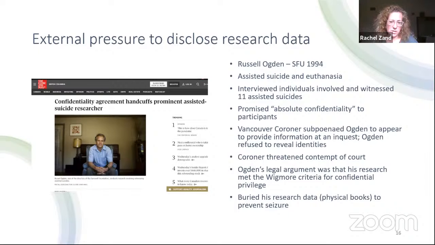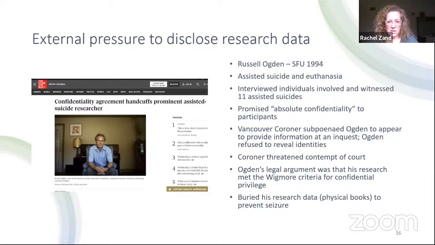He was conducting research on assisted suicide at a time, I don't know if people remember the Sue Rodriguez saga about the right to die, medical assisted suicide, which now has become standard in several provinces. It was highly controversial and illegal in Vancouver and in BC. So his research relied upon interviews with people who were actively participating in the process, and he witnessed 11 assisted suicides.